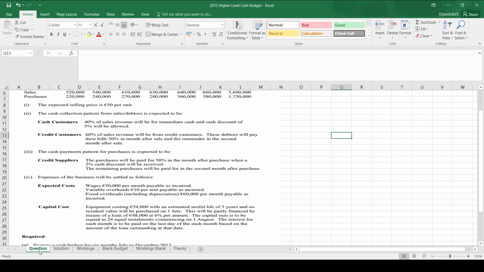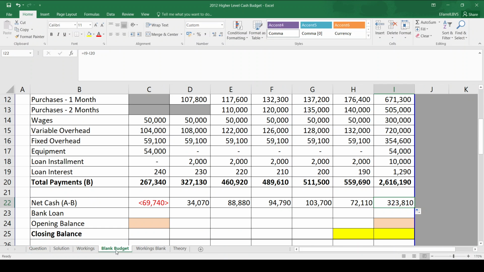I got a bank loan here in July of 48,000, so that has to go in. Although it's a bank loan, you might think it's a negative figure, but because of the loan, we actually have 48,000 more cash to spend, so that goes in as a plus 48,000. We didn't get in any more loans, so they come to 48,000.